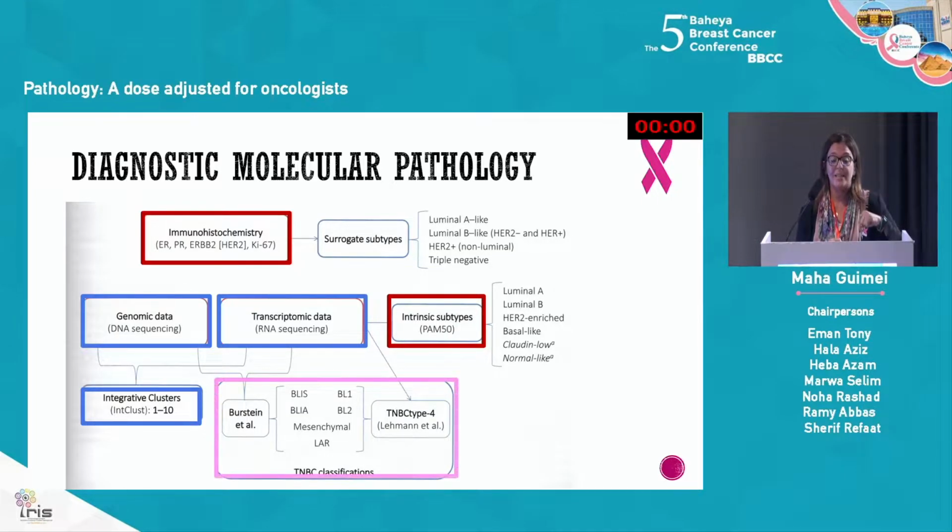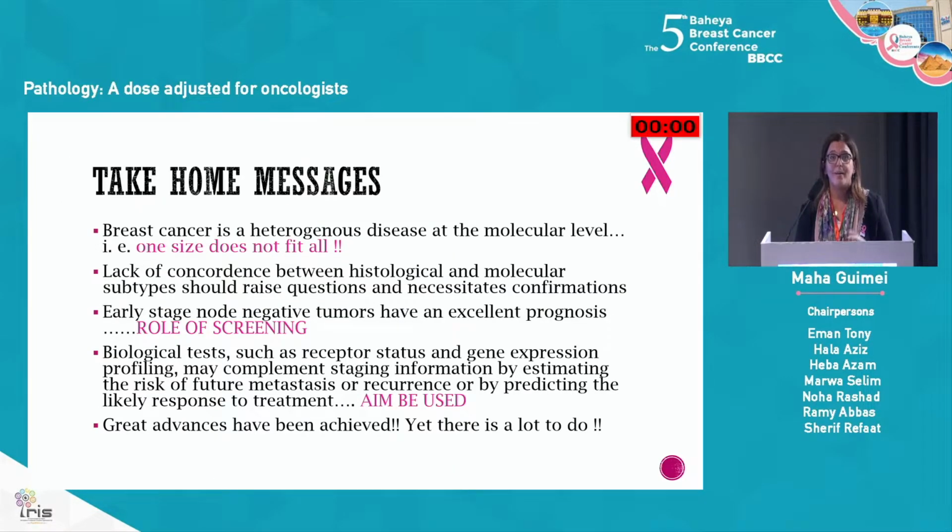وبرده الترانسكريبتوميك اناليسيس بتقسم لي التريبل نيجاتيف جواها الى 4 انواع بيزل لايك 1 بيزل لايك 2 ميزنكيمال اند ليومينال اي ار بوزيتيف. أنا كده وصلت لآخر حاجة و what I want to say from here إنه breast cancer is very heterogeneous. It is not one disease, so one size fits all does not exist. The lack of concordance ما بين الهيستولوجي والstatus بتاع البيولوجيكال markers ده you should raise questions and should urge us to confirm our results and our data.